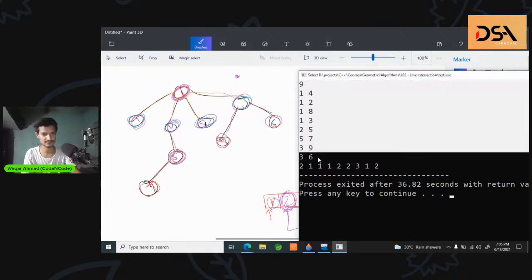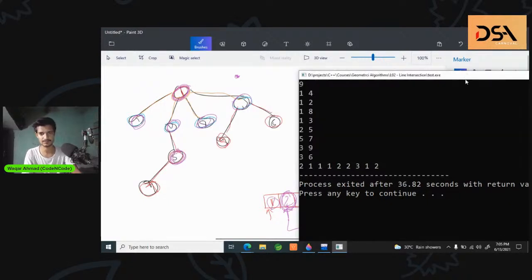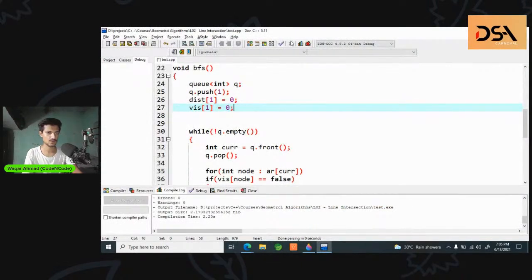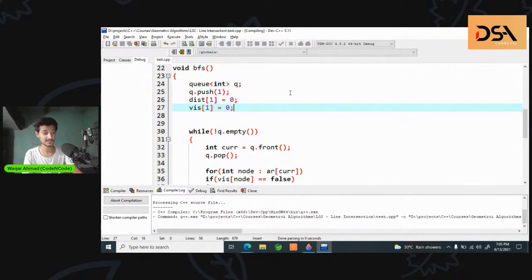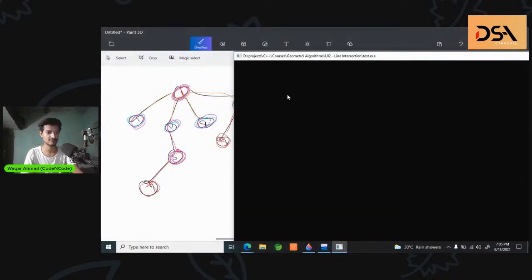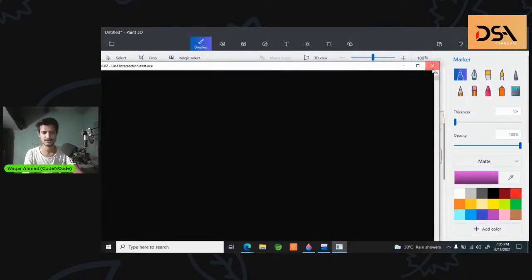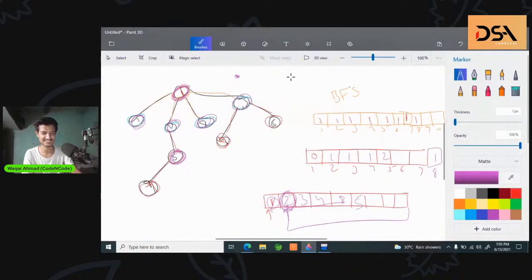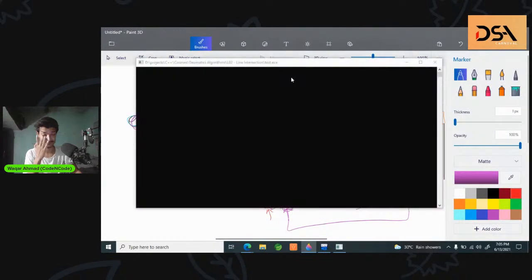Let me just copy this test case so I don't have to type it again. So again, important thing, when you are inserting the root, mark it as visited, which is one. Zero means unvisited, one means visited. Sorry, I'm taking too much stress.